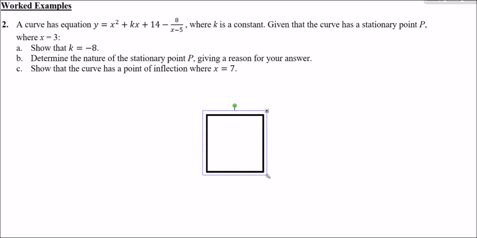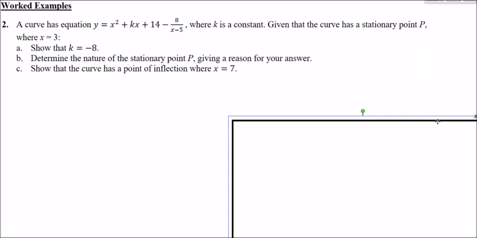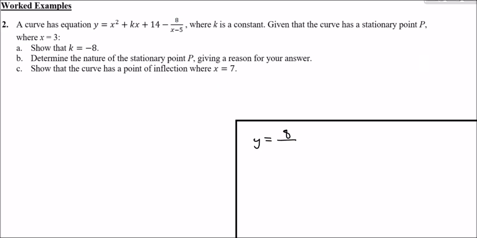So this bit hopefully shouldn't trouble you, but you know, you are human, you may have forgotten. So if I just think about this bit here, y equals 8 over x minus 5, which I'm going to call now 8 u to the minus 1, where u equals x minus 5. Then we can use a chain rule.